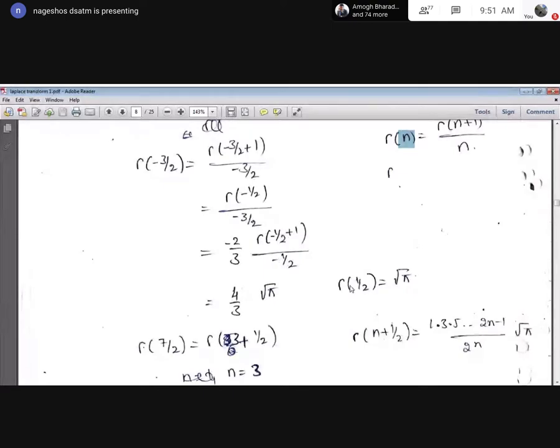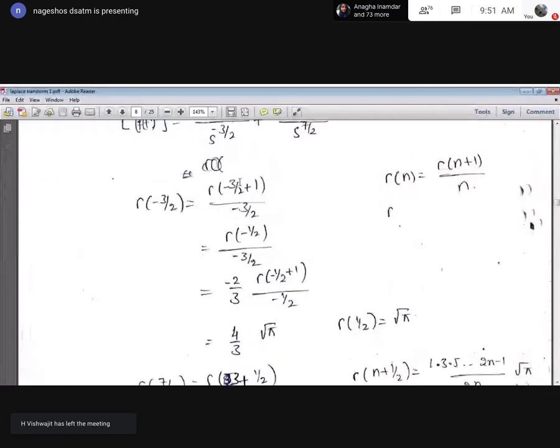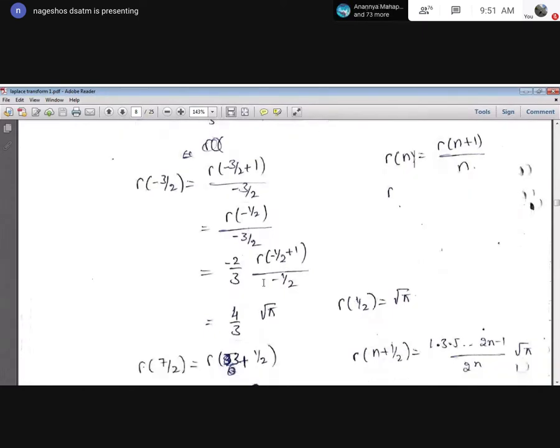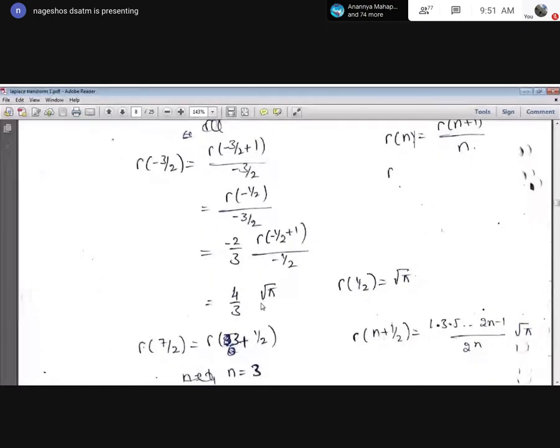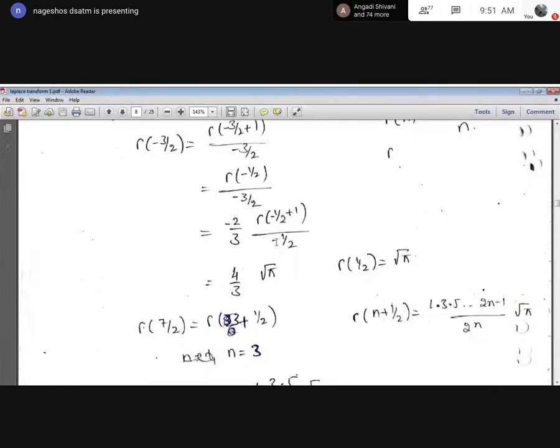So you will get gamma of half divided by minus 1 by 2. Gamma of half is root pi. That's why we are doing this: we should reduce to gamma of half. Therefore, take this formula and reduce to gamma of half. Gamma of half is root pi. So this will again be a reciprocal. Minus 1 by 2 reciprocal is minus 2 by 3 into minus 2 by 1. That will be 4 by 3 root pi.